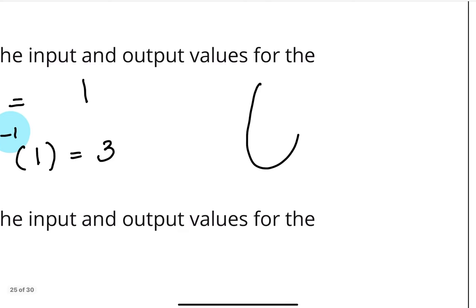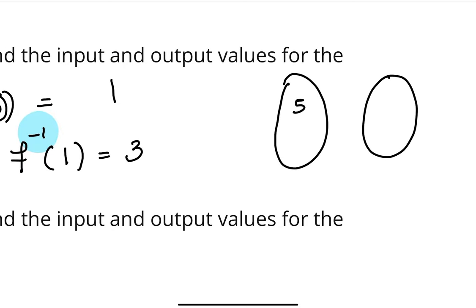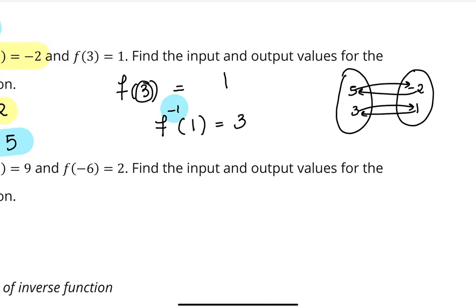So it's like this. You take an ordered pair. What are the numbers we have? We have 5 and negative 2, 3 and 1. So you're going from 5 to negative 2, and 3 to 1. The inverse is going to be negative 2 to 5 and 1 to 3. Okay? That's another way of looking at it.